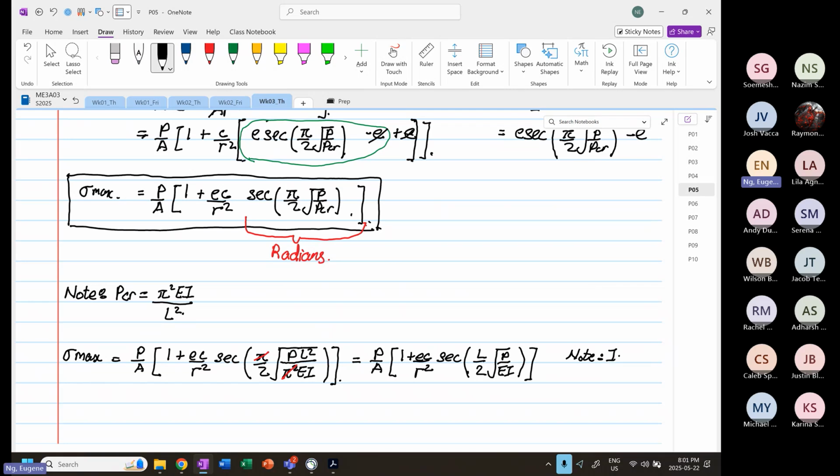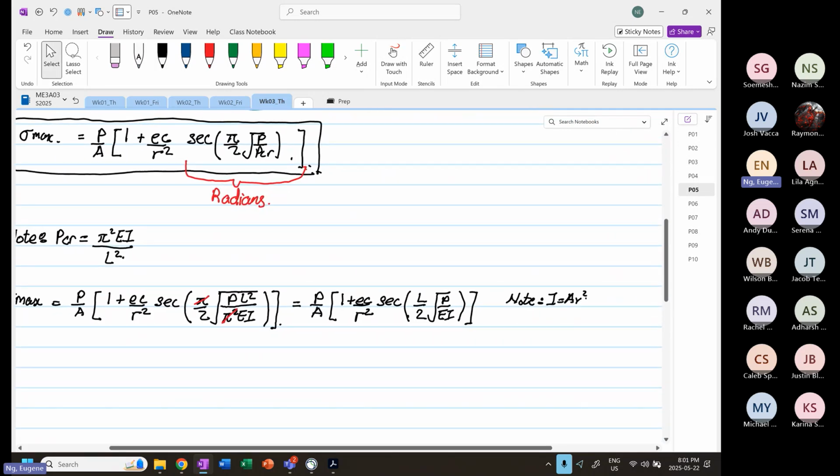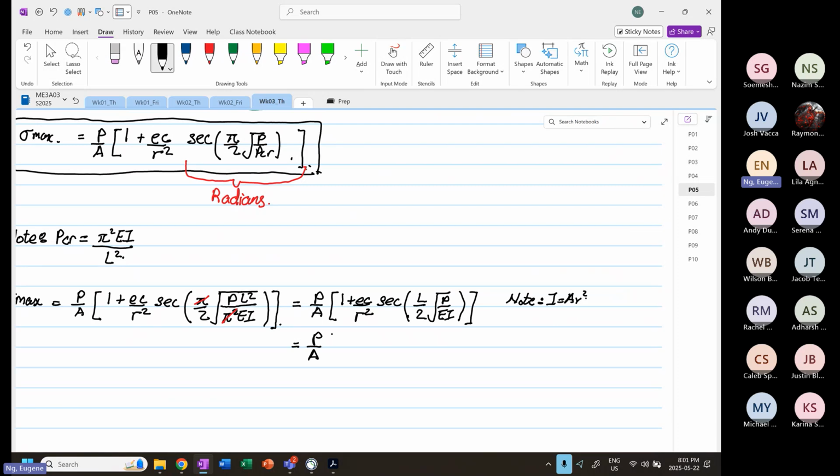that I is equal to A R squared. And we know that R squared is the radius of gyration. So we can also see this in this form, where you have P over A times 1 plus e c over R squared secant of L over 2, and then we just replace with P over E A R squared.